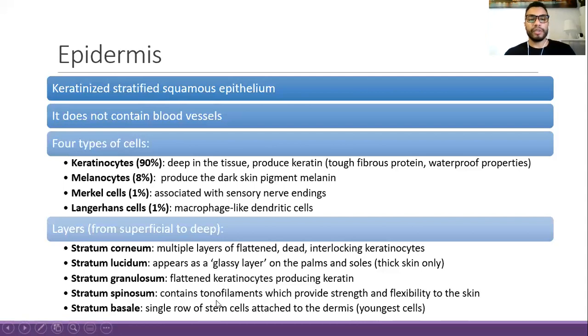Stratum spinosum contains tonofilaments, which provide strength and flexibility to the skin. Those tonofilaments present in the cytoskeleton confer the elasticity properties of the skin. And finally, the deepest one is the stratum basale. It's a single row of stem cells attached to the dermis. Those here are the youngest cells. They are stem cells that are constantly differentiating into these keratinocytes, okay?